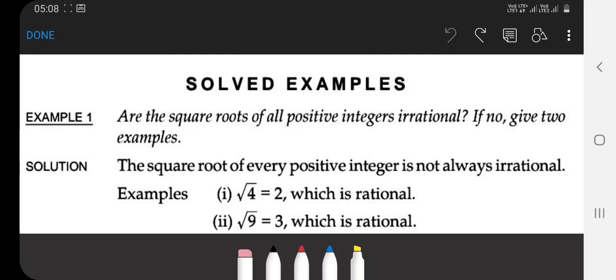Are the square roots of all positive integers irrational? If no, give 2 examples. The square root of all positive integers is not always irrational, because root over 4 equal to 2, 2 is a rational number. Root over 9 equal to 3, 3 is a rational number. Root over 16 equal to 4, 4 is a rational number. So the square root of every positive integer is not always irrational. Clear?